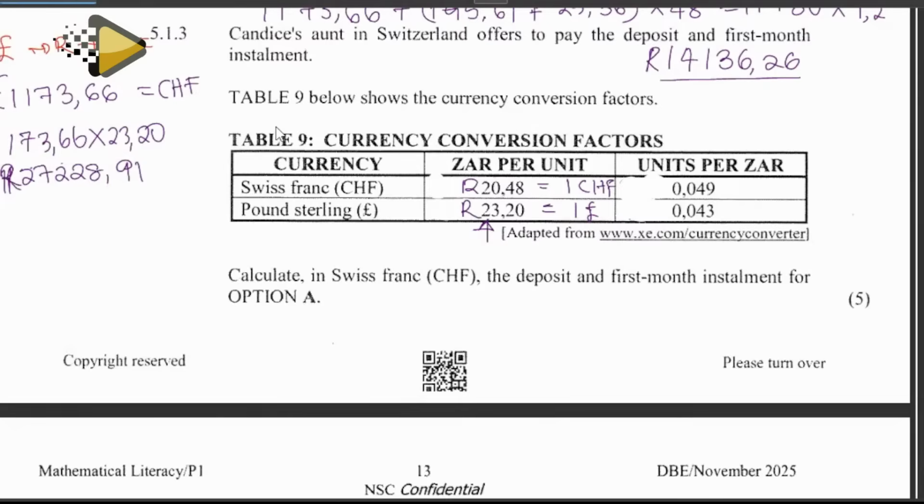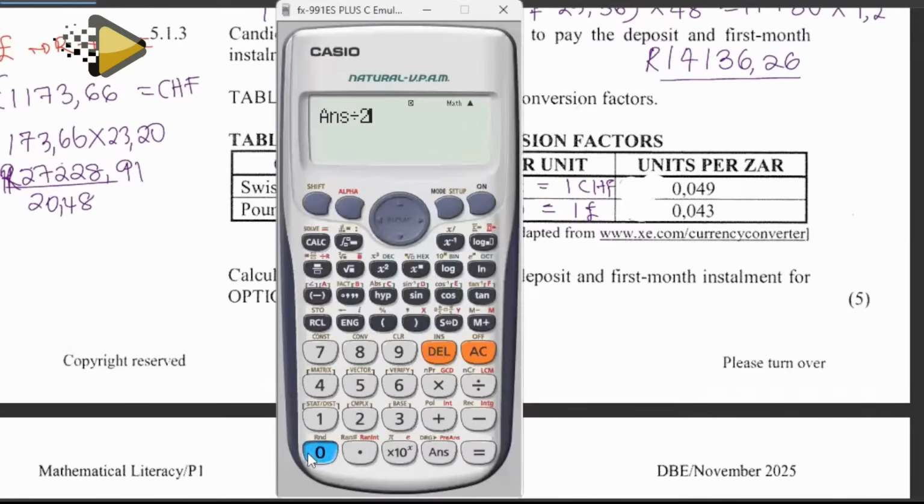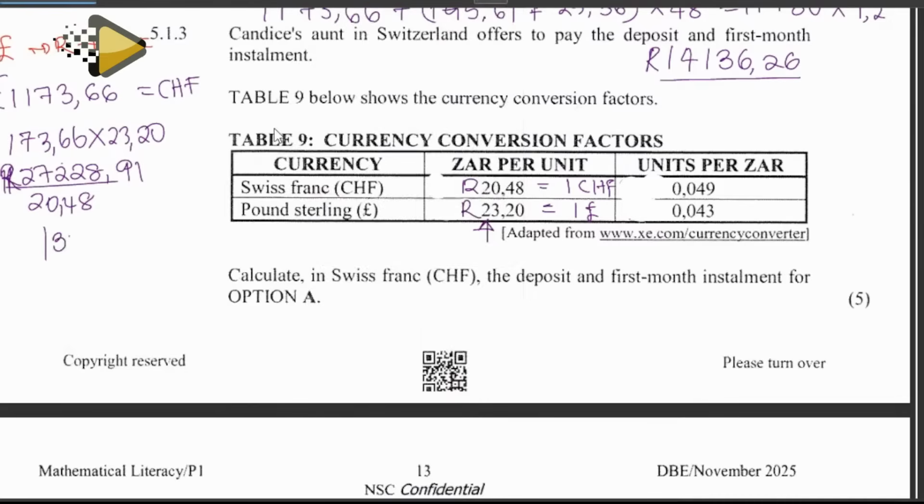We are not interested in rands. We want Swiss. So if you're going to change to Swiss, that means you're going to divide this by 20.48, and it becomes 1,329 Swiss franc.